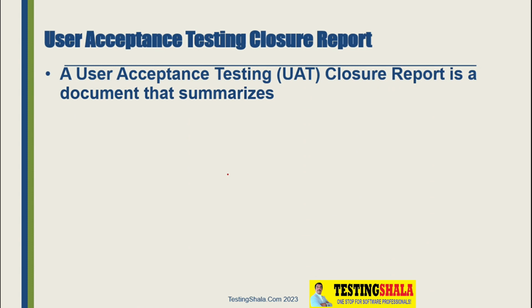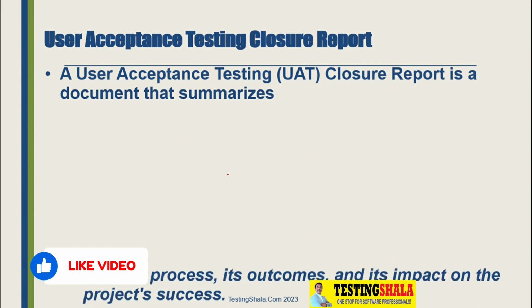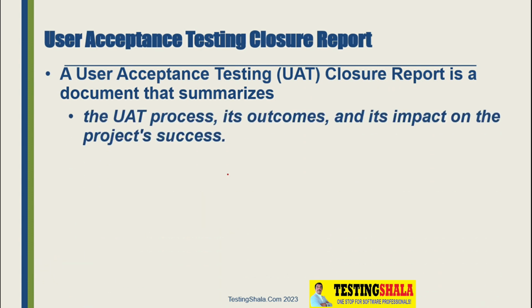Normally it is an official document or test deliverable. This document summarizes various things after we complete the user acceptance testing. Here we are going to define the overall process we followed, as well as the outcome we got out of the overall UAT, and its impact on overall delivery or project success. We will document this as part of the closure report.